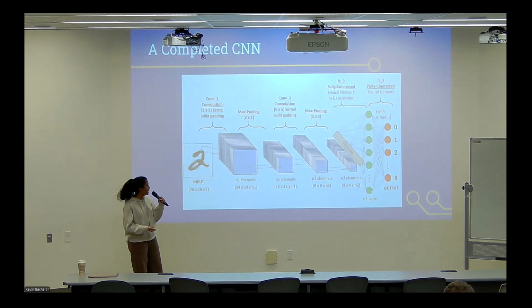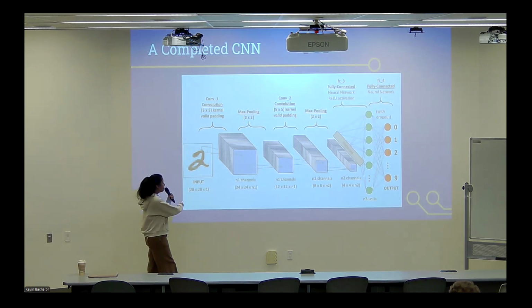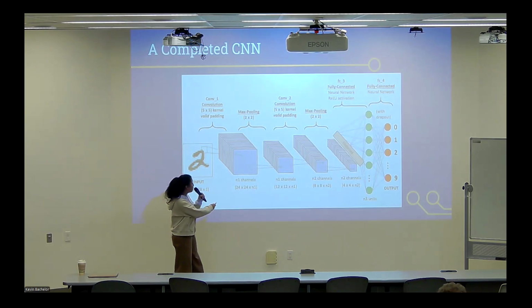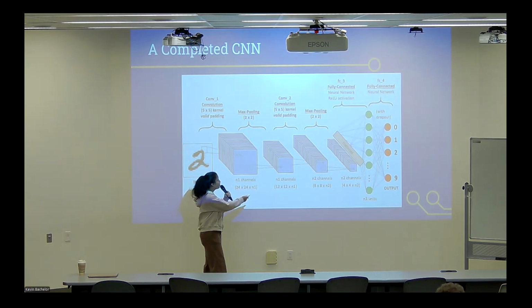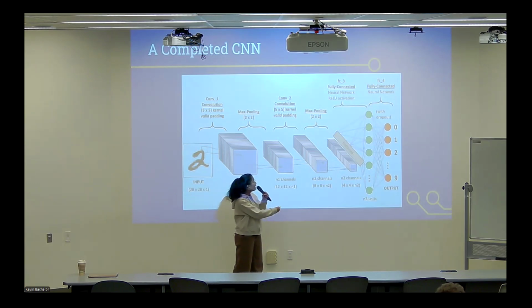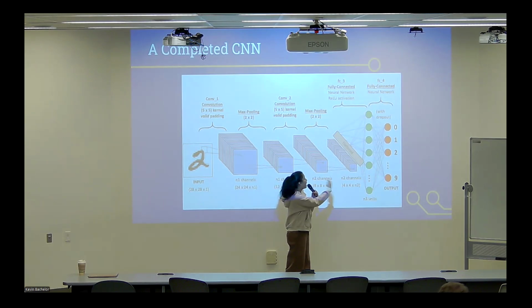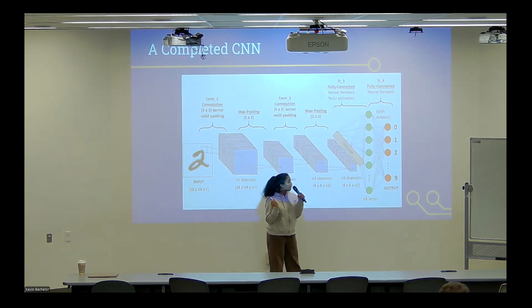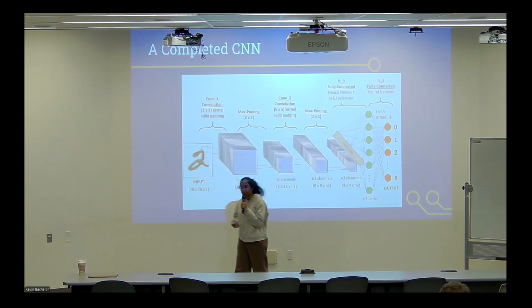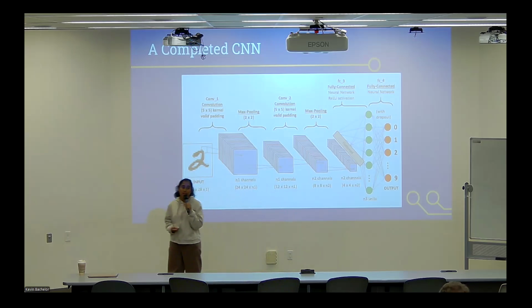So we just went through a completed CNN. We have our input, we have the convolutional layers, we have max pooling, and then we have the convolutional layers and max pooling again, and then we input that into a feed-forward neural network and we have our output. And that's how a CNN works, and that's how we find patterns in data.